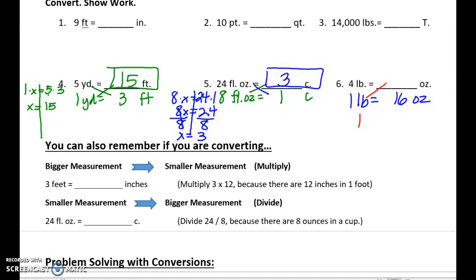Now I'm ready to do my cross multiplication. And I have 1 times x. And remember, any letter will do with this blank line. Equals 4 times 16. The 1 is going to put on its invisibility cloak. X equals, what's 4 times 16? Who has their multiplication chart? 64. So x equals 64, so 64 ounces.